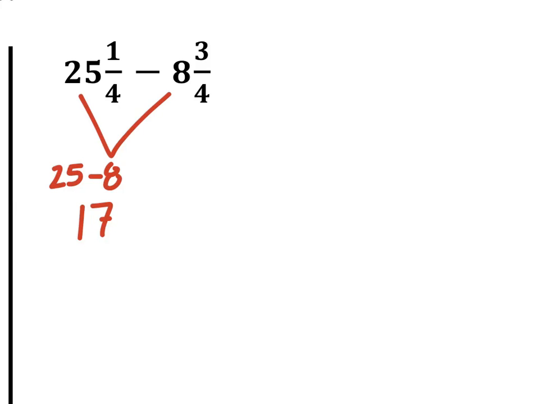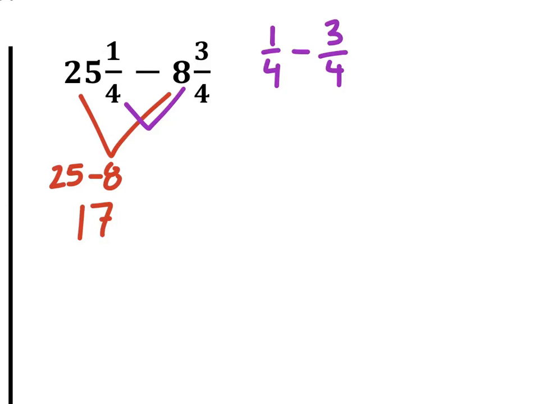And then you have to subtract the fractions. Now again, this is where we run into the problem. We've got a fourth minus 3/4. So we just don't have enough to take away what we have. It would take us into the negatives, which we haven't gone over yet.